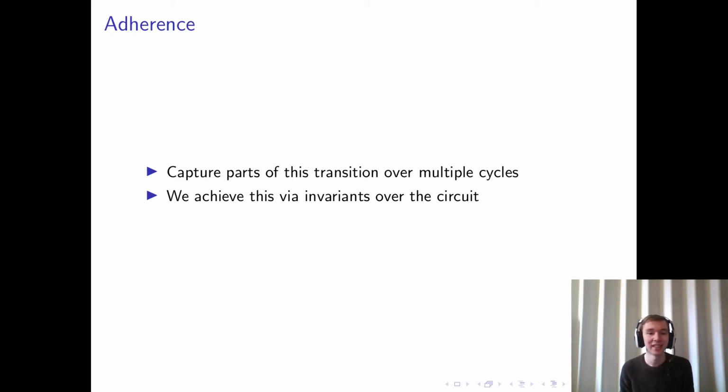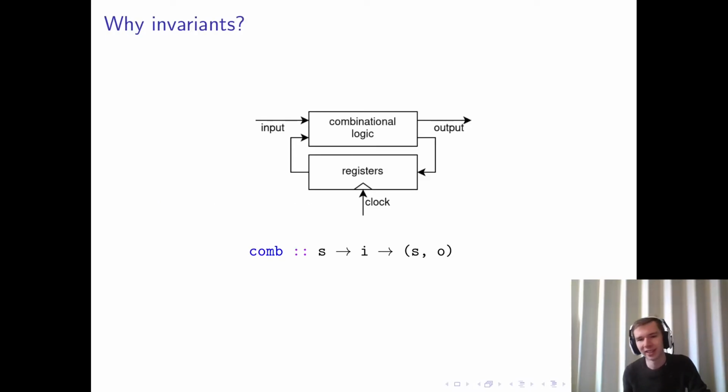Given a specification in the refinement language, we still need to show that the implementation we build is actually equivalent to the specification. Now, our implementation will still contain multiple cycles for optimization, and as such, to show equivalence, we need to capture parts of the whole transition over multiple cycles. So in this way, we accumulate the whole transition over these multiple cycles. We accumulate it via invariance over the circuit, but then why invariance?